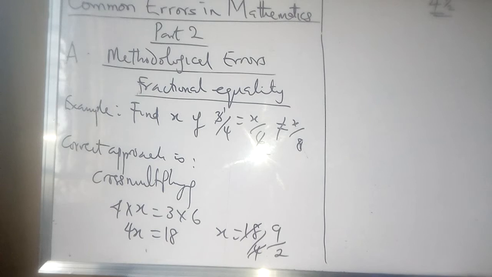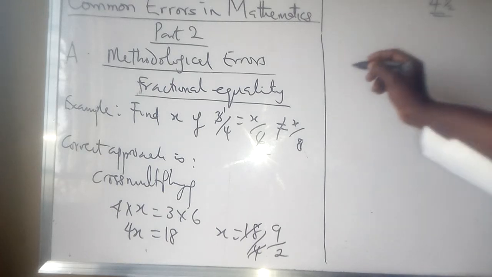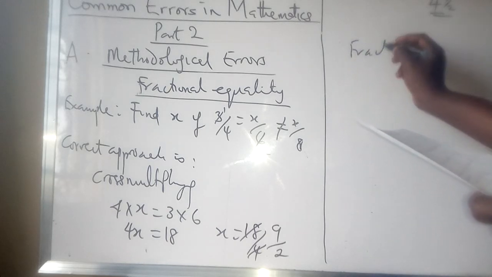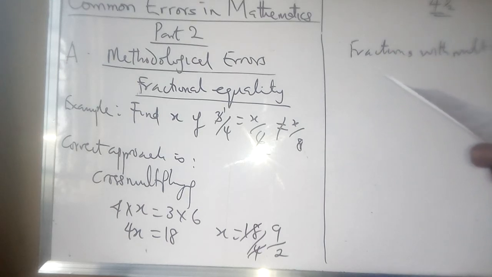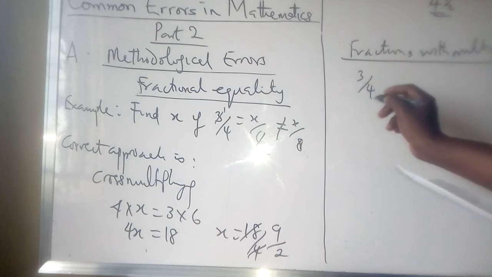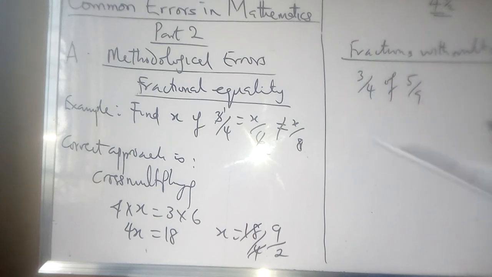Okay, now another example there is fractions with multiple arithmetical operations. So let's look at an example of that. 3 all over 4 of 5 all over 9 divided by half plus 5 all over 6.